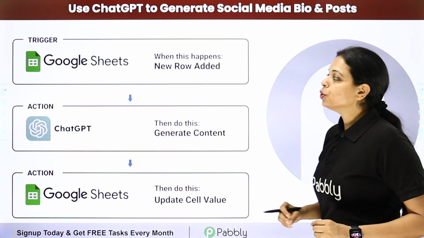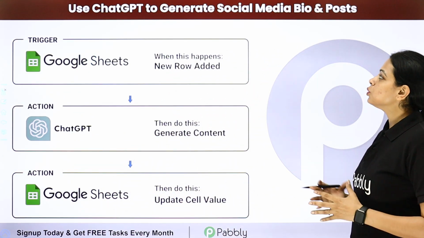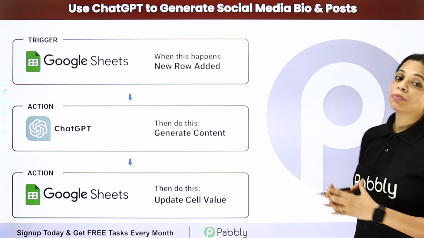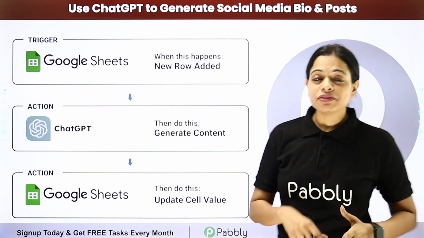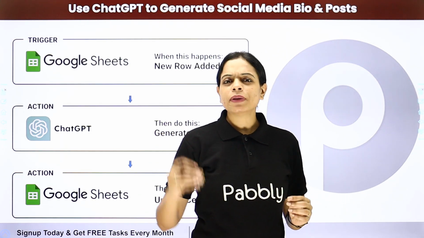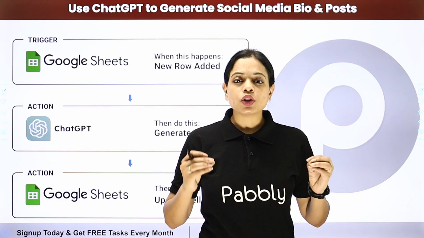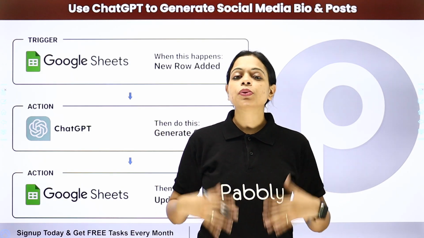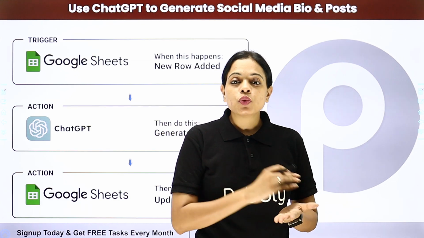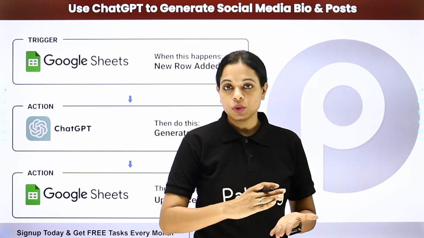Here we have used ChatGPT to generate social media bios and posts. Now again, if you are an influencer, or you're on LinkedIn or Pinterest or Instagram, what is your objective? Let's say that you want to promote your business there. So you want to keep on contacting your followers.